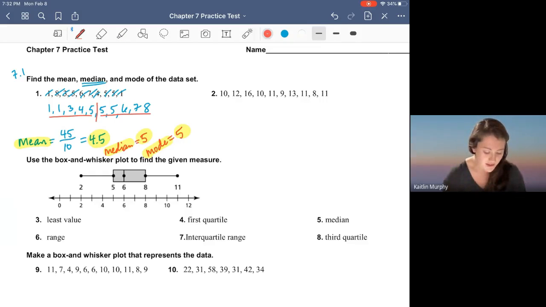Let's check number 2. So for our mean on this one, I have not yet added them all together. So I need to add those all together. I'm going to grab my calculator here.